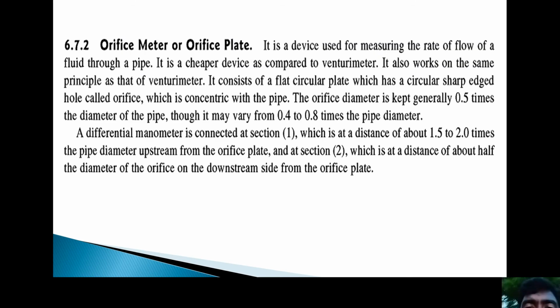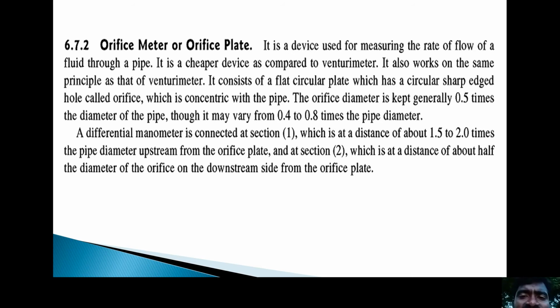Okay. Next, orifice meter. It is a device used for measuring the rate of flow of a fluid through a pipe. It is a safer device as compared to the Venturi meter. It also works on the same principle as that of Venturi meter. It consists of a flat circular plate which has a circular sharp edged hole. It is called orifice, which is connecting with pipe.